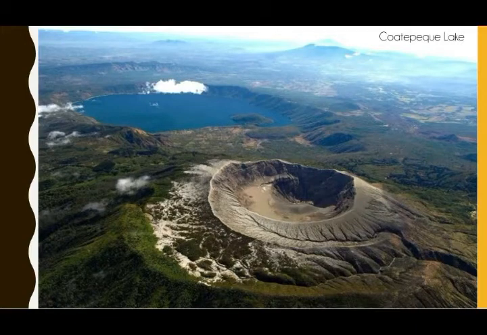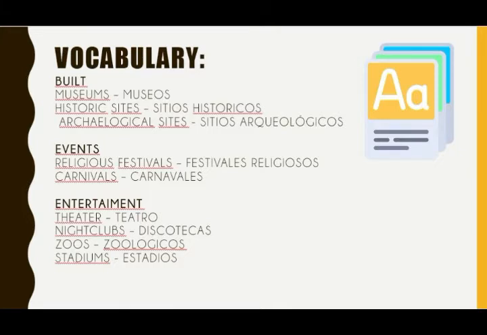Okay, the topic is tourist attractions. The level is 9th grade. So that the students can do the activity, we are going to show them this vocabulary. This vocabulary has the tourist places by categories. As you can see here, we have building, event, and entertainment.